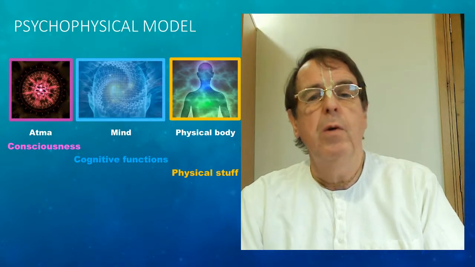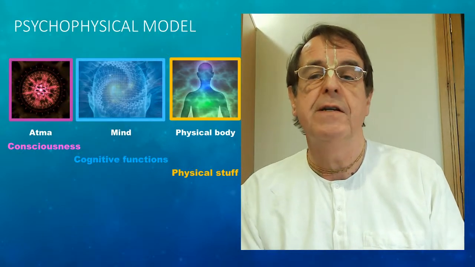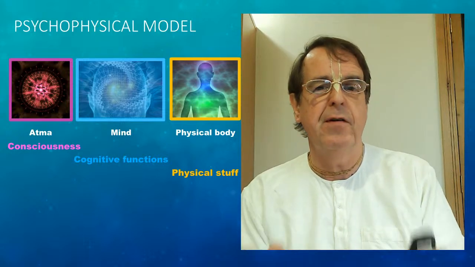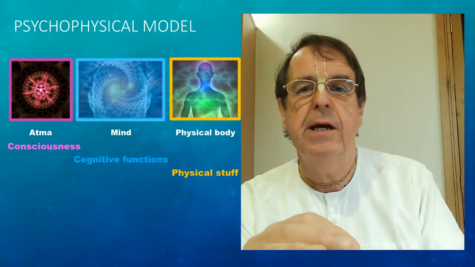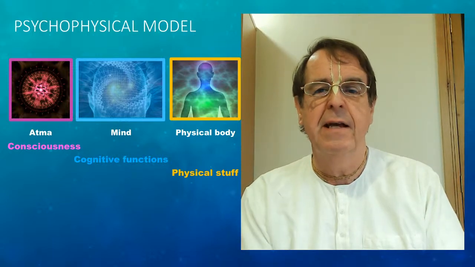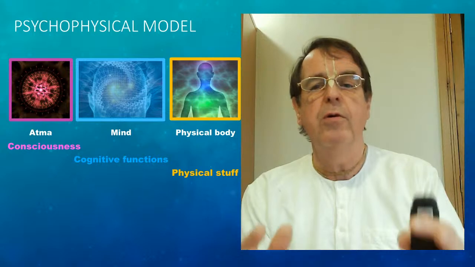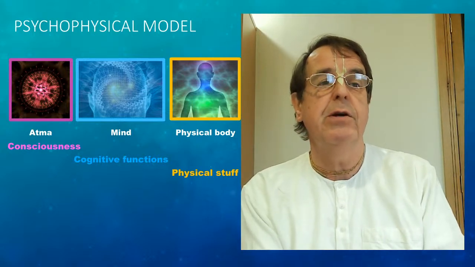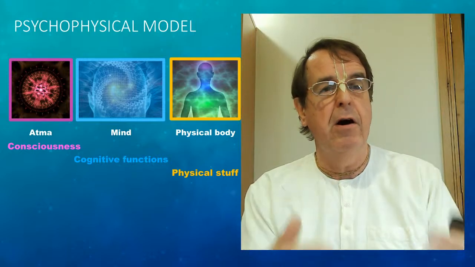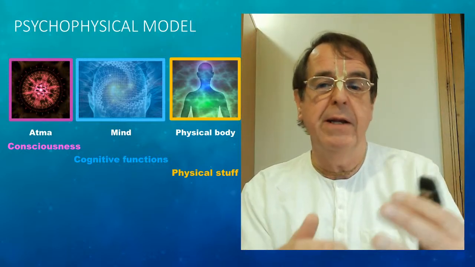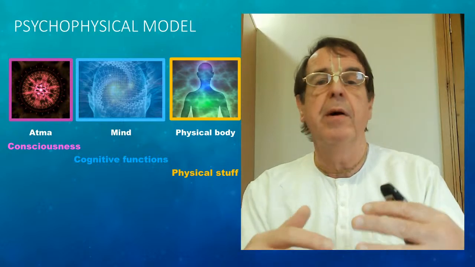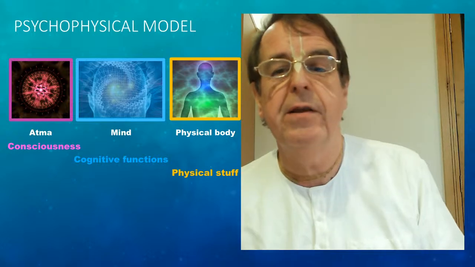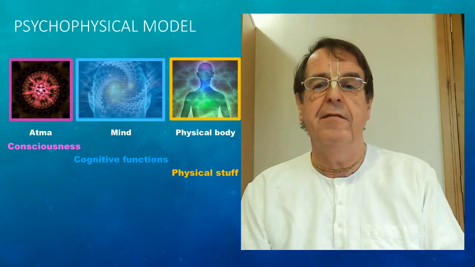So to help us, we presented what we call our psychophysical model. It's a simplification of some of our earlier models showing the fields of reality. And in this simplified concept, we have 3 basic fields, each manifesting their own fundamental properties. We've got consciousness with its individual unit, the Atma. We've got the cognitive functions, which for now we've been classifying with the general term mind. And we have physical stuff, the stuff that our body's made of and all the objects of this world are made of.